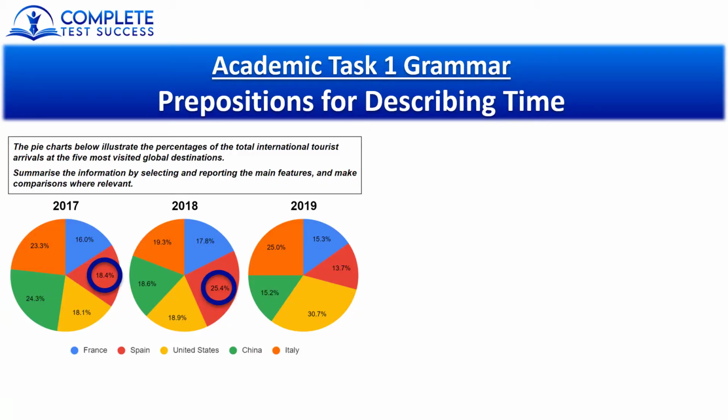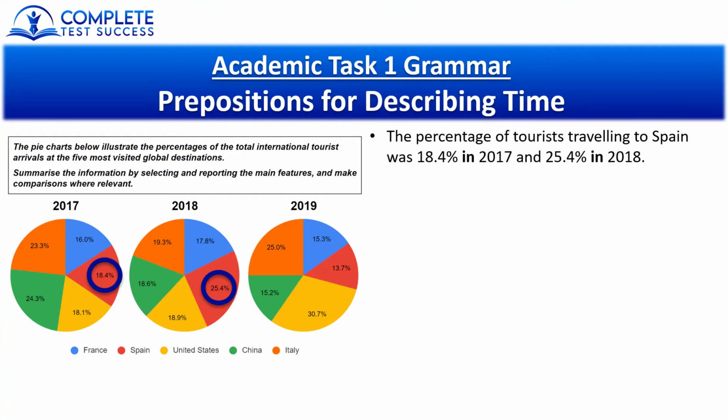But we should know some alternatives as well. Again, we're going to look at Spain in 2017 and 2018. I can say the percentage of tourists travelling to Spain was 18.4% in 2017 and 25.4% in 2018. So here I've used the most basic preposition, in.